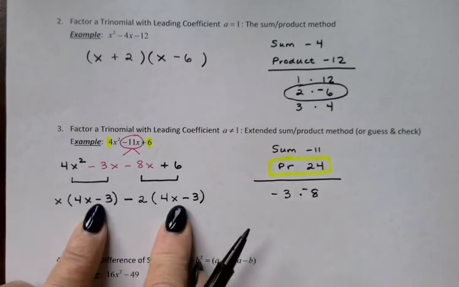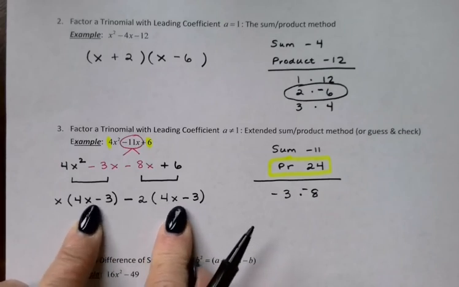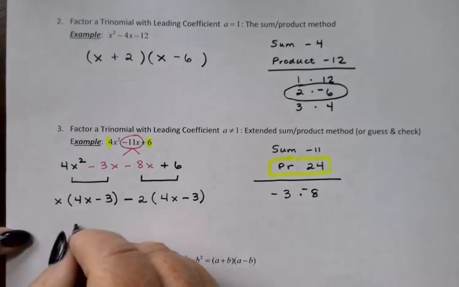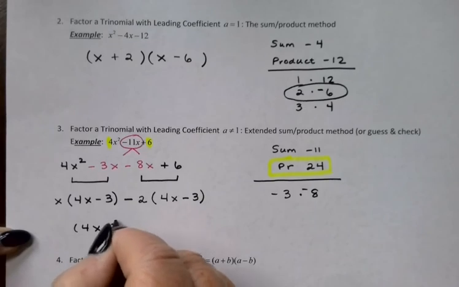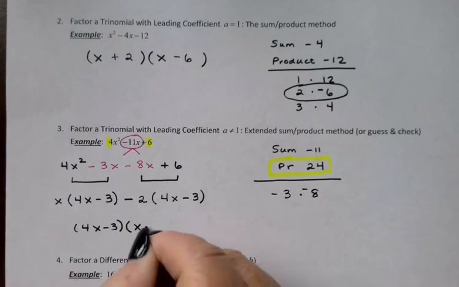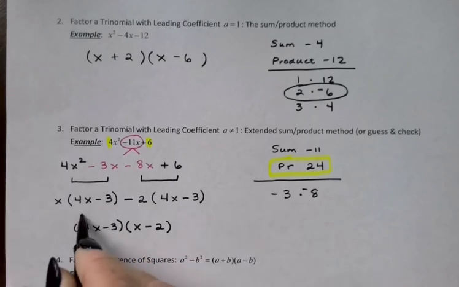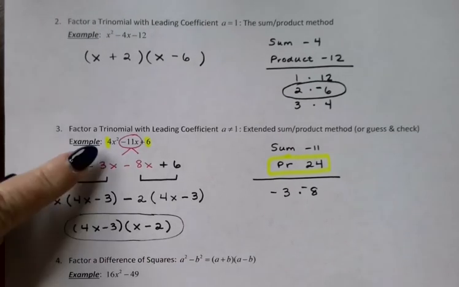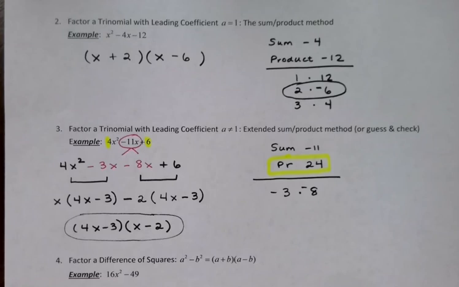If I've done this correctly, the two binomials inside the parentheses should always match. And in fact, they do. So I'm going to factor out that common binomial, 4x minus 3, and then what's left would be this x and that minus 2. So there's the factored form of my original quadratic polynomial. Once again, I would encourage you to multiply that out, do the FOIL process, and you should find that you get exactly the original expression back again.